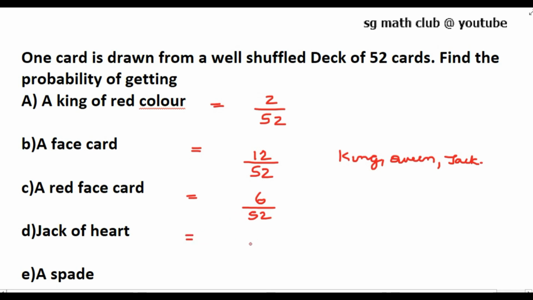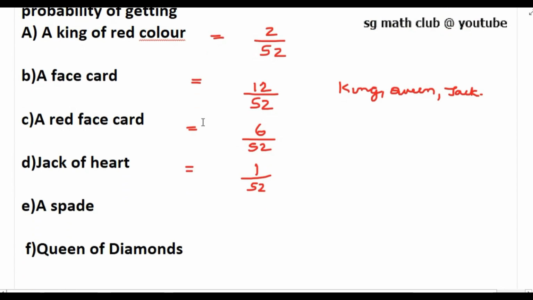Again, jack of heart. The total number of cards is 52. In heart we have 1 jack, 1 king, 1 queen, 1 ace, and cards numbered from 2 to 10. So jack of heart means only 1 card is there with heart symbol, that is 1 by 52. Again, next one, a spade. So the total number of cards again is 52. Spade means the total number of spades is 13. So 13 by 52.